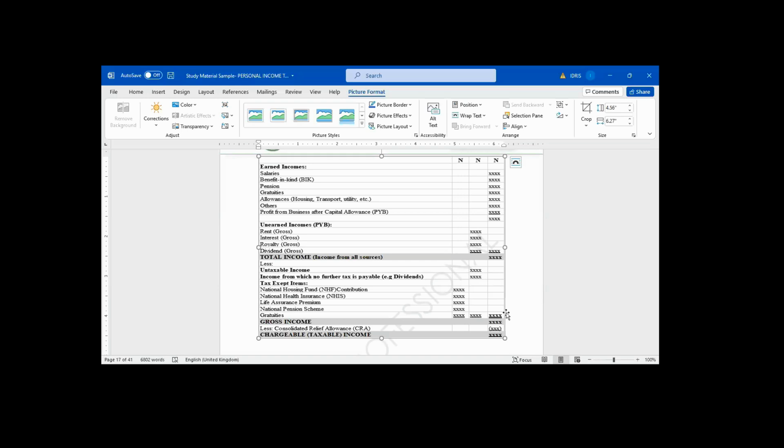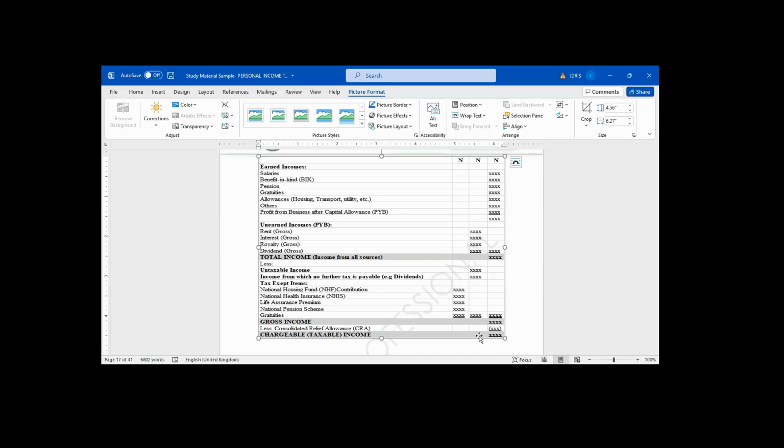Now, after you add all your tax exempt together, your national housing fund, national health insurance scheme, life assurance premium, pension, gratuity, after you add everything together, you deduct it from your total income. Your total income means earned income plus unearned income. When you get your total income, you deduct your tax exempt from it. The balance you are going to get after deducting your tax exempt from your total income is called what? Gross income.